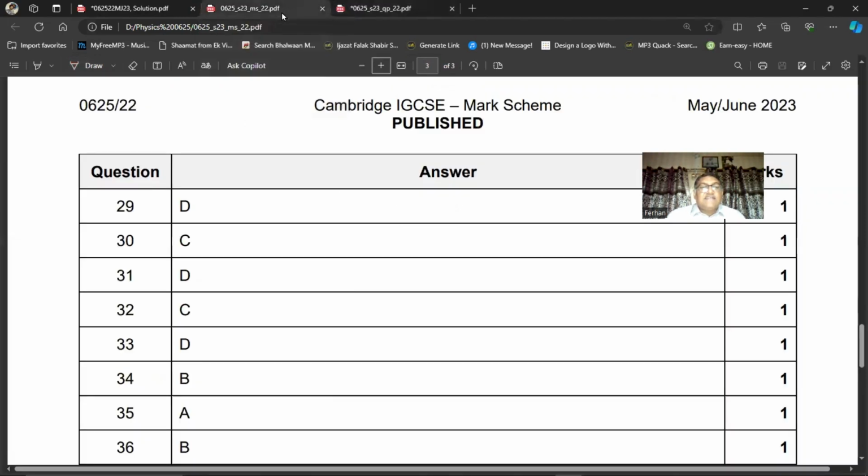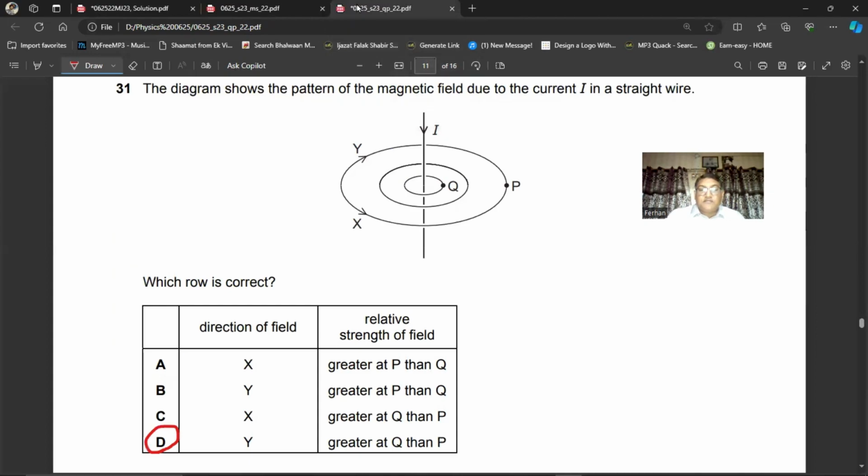Question number 31, D is the answer. So let's check. D is the right answer, sir.